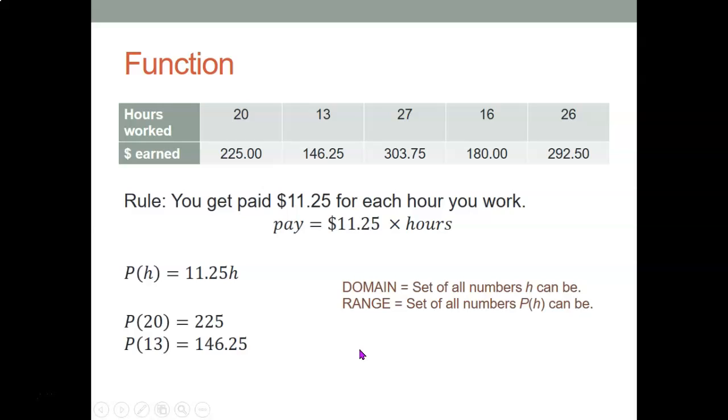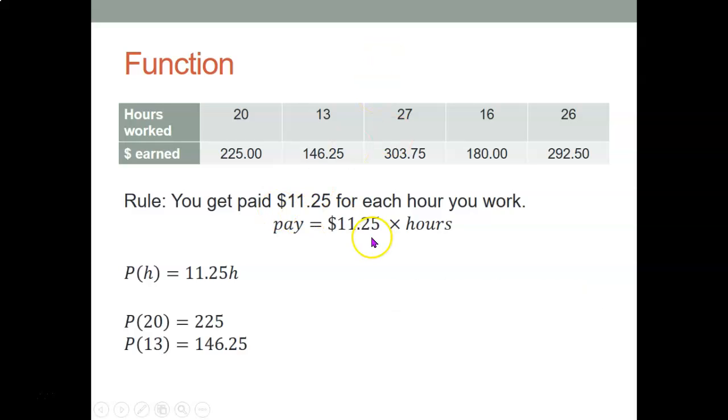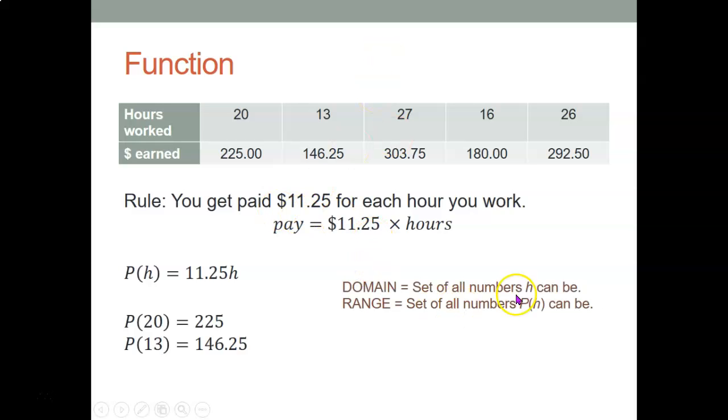So here, the domain of this function is the set of all the numbers that h can be. Everything you can put into this formula in place of h. And the range would be the set of all the numbers that P of h could turn out to be. Everything that you can get out of this formula. Now, just mathematically, h could be any number. You can take any number, no matter how big or small, and multiply it by 11.25.